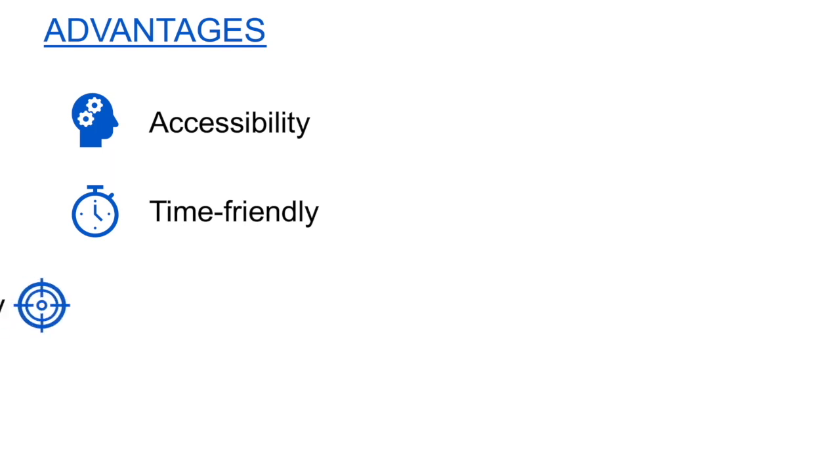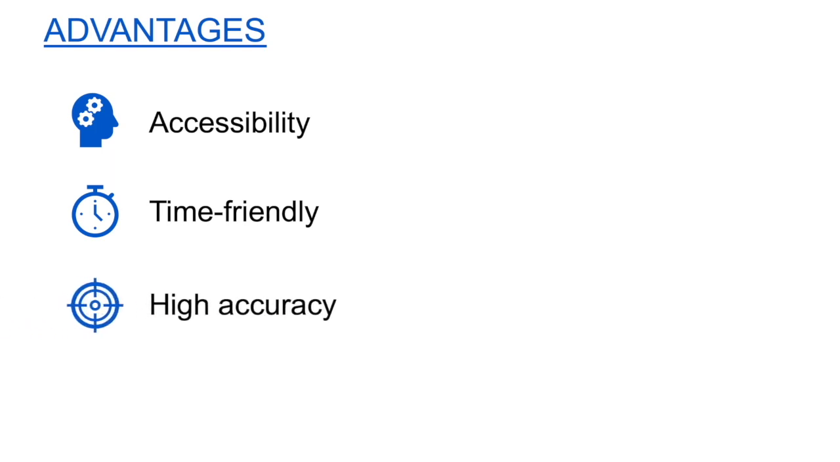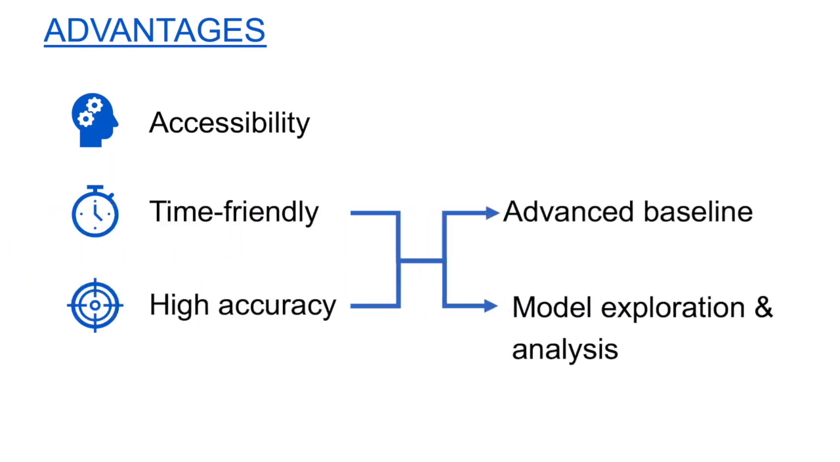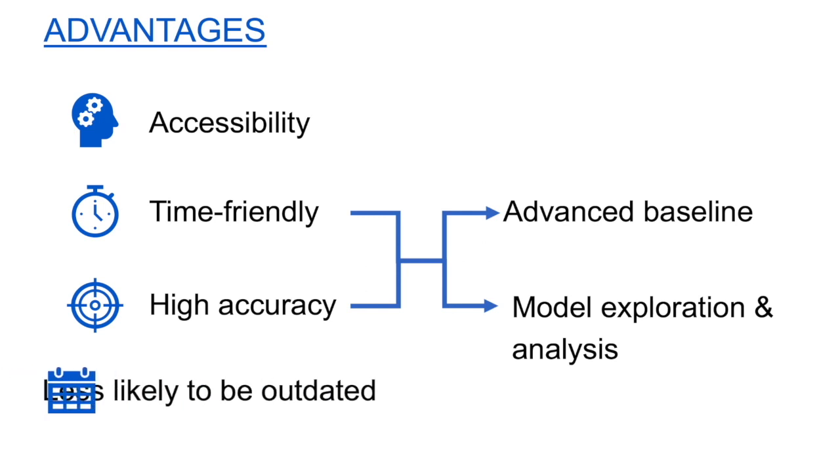The next advantage is the time friendliness. Since AutoML does all the parameter fine-tuning and the design of the model, users will not need to spend countless hours training their model to find a good performing one. AutoML also achieves a high accuracy. This is made possible by the vast amount of different models and parameters that are explored. These two advantages allow users to easily create an advanced baseline and also give model exploration and analysis.